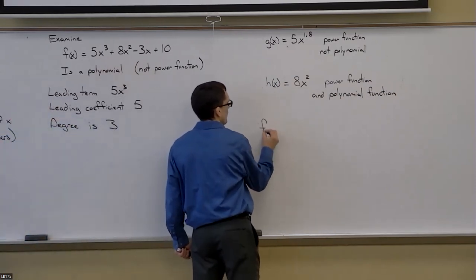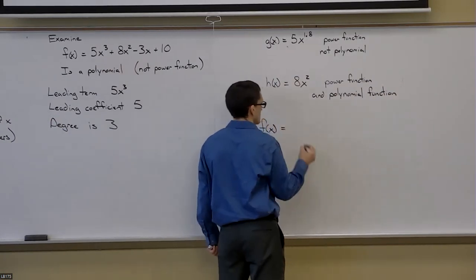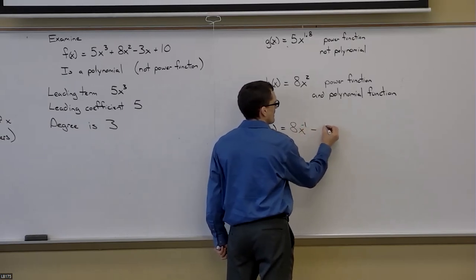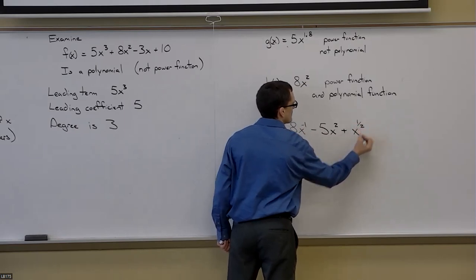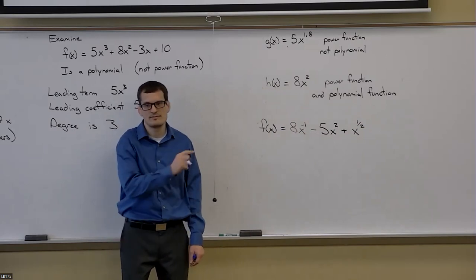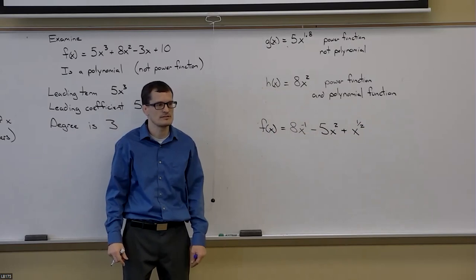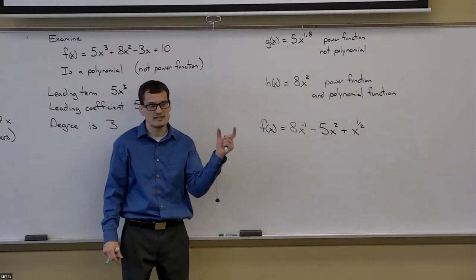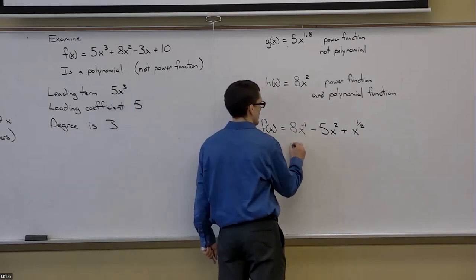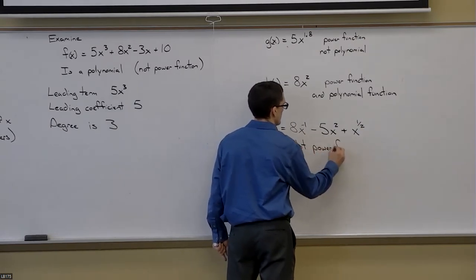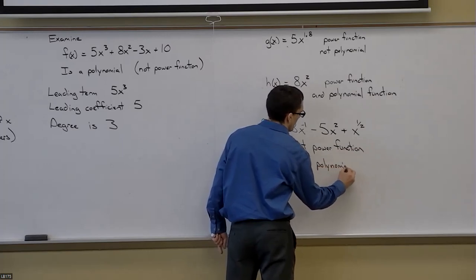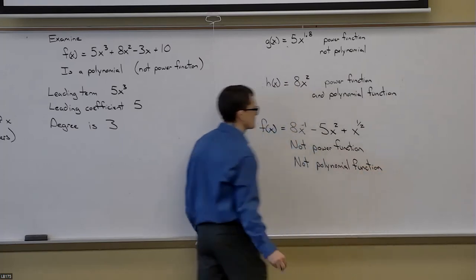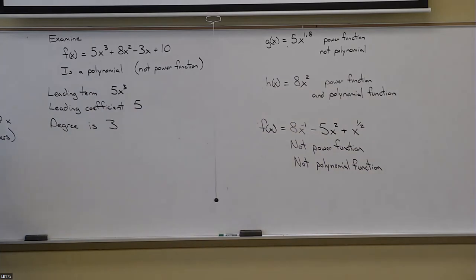So if I go something like this, 8x to the negative 1 minus 5x squared plus x to the 1/2. That's not a polynomial because we have, in fact, a couple of places where we have non-whole number exponents. But it's also not a power function because it's not just a single term. Not a power function, not a polynomial function. So I'm saying, yes, they overlap in some places. They don't overlap in others.